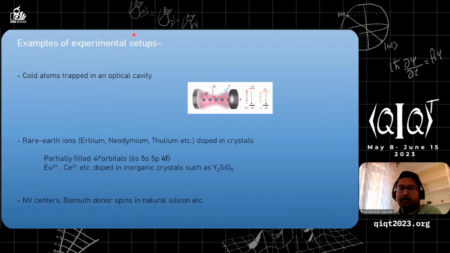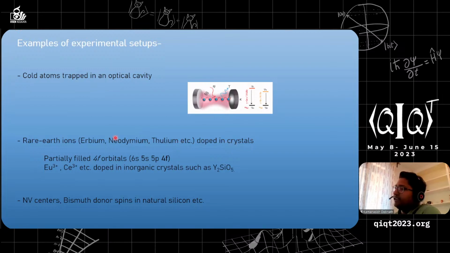Now, there are some examples of experimental setups. It's nice to know, but we're not constrained to only these. These are just some examples. The first can be cold atoms trapped in an optical cavity. These are very clean and might be examples of homogeneous systems coupled to an optical cavity. And then we can think of rare earth ions, which are basically the lanthanides, for example, erbium, neodymium, thulium, funny names, but that's how it is, doped in crystals.